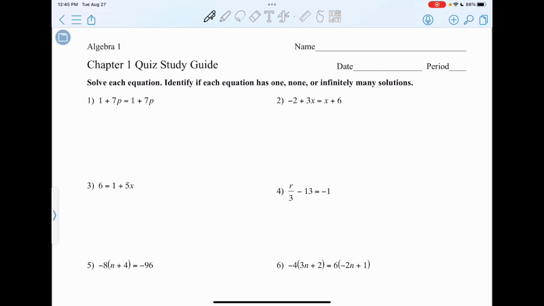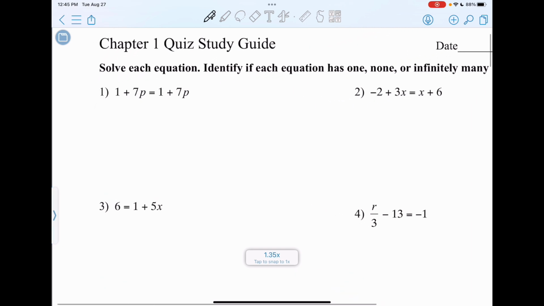Hopefully through this video you can understand the study guide a little bit more and be ready for that Chapter 1 quiz coming up. So for all of these questions on the front page, we are going to solve for the variable and identify if the equation has one, none, or infinitely many solutions. So let's go ahead and start with number 1.